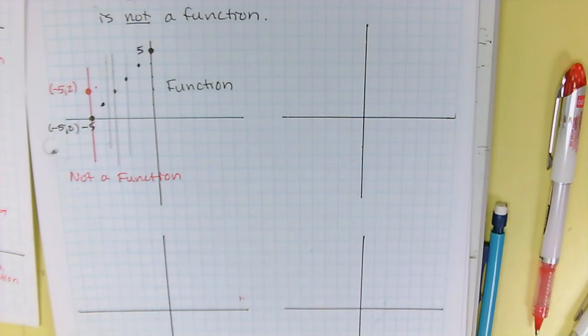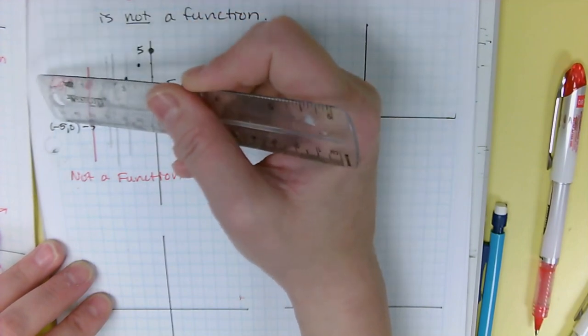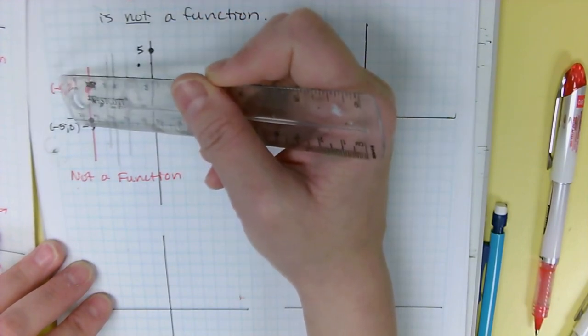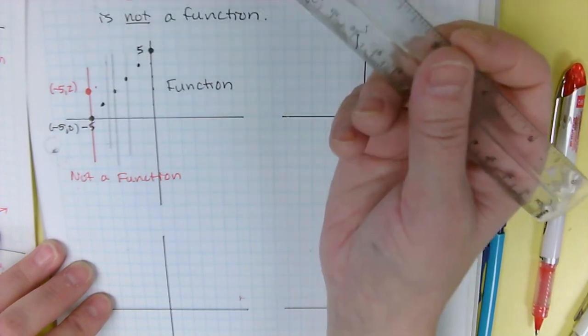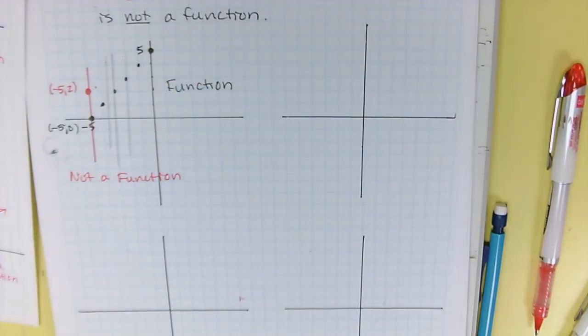And if you look at the coordinates of those points, it actually makes a lot of sense because -5 goes with a 2, and then -5 also goes with a 0. And we know that for functions, each x can only go with one y. So the points also reinforce that it's not a function.